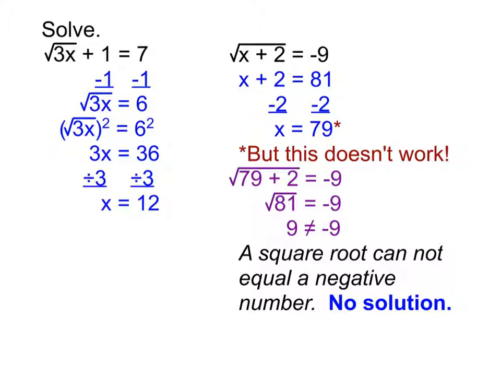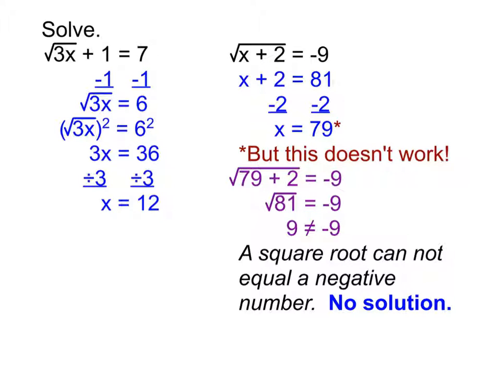And logically, that can kind of make sense, because anytime you take the square root of a number, you get a positive, right? You cannot take the square root of a negative. That would give us an imaginary number, and we're just dealing with real solutions here. And so the square root of no number equals negative 9. A square root can't equal a negative.